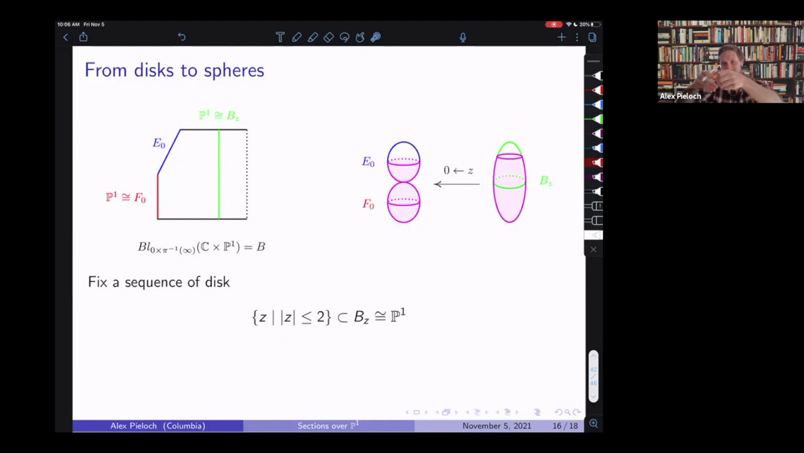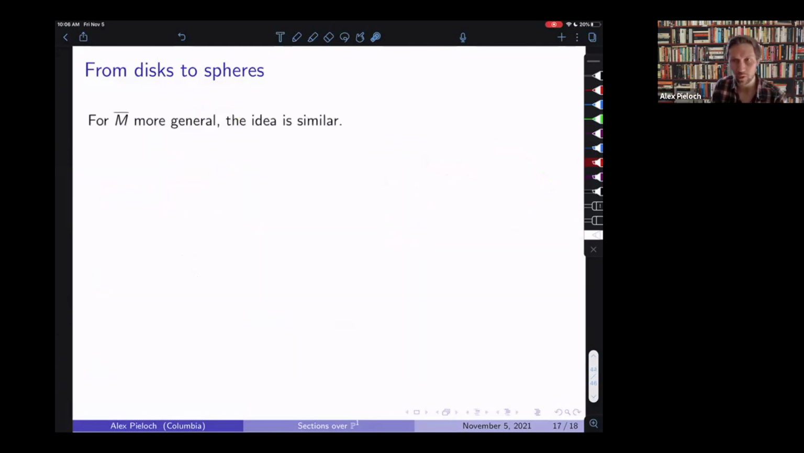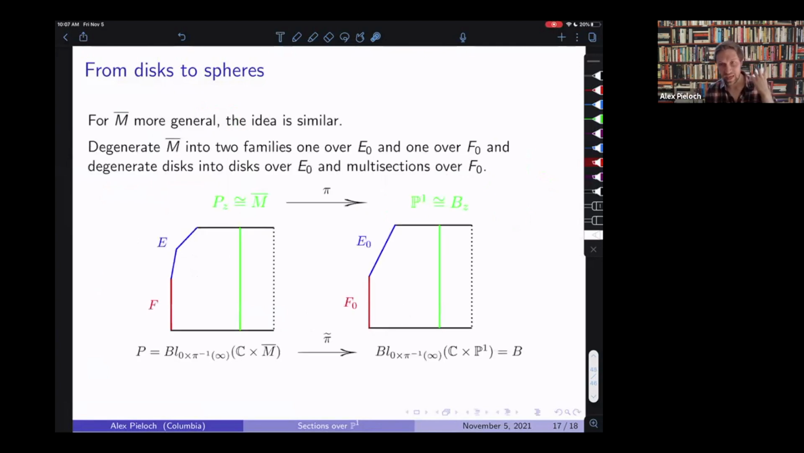So we take a disk and we essentially stretch along the equator inside of C, or P1, and degenerate it into another disk along with a sphere. And so it's a very similar picture now for Mbar more generally. So instead of taking P1 and splitting it off into two copies of P1, what we do is we take Mbar and we split it off into two copies. So one is a slightly more singular family, and the other is some other family that is just in another copy of our Mbar. And so the idea is similar.